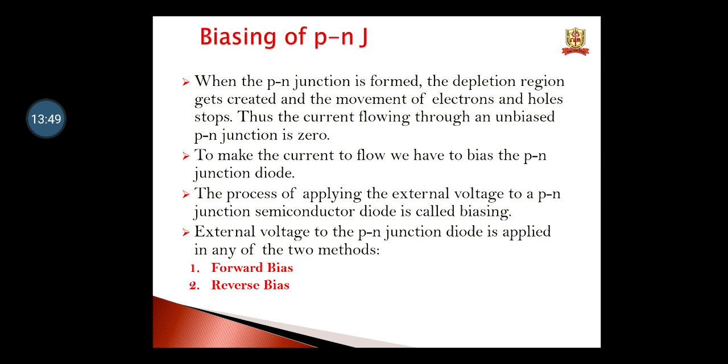So there are two methods in which we can do biasing of a p-n junction diode. One is forward bias and the other is called reverse bias. What we mean by forward bias and reverse bias, we will see in the next slides.